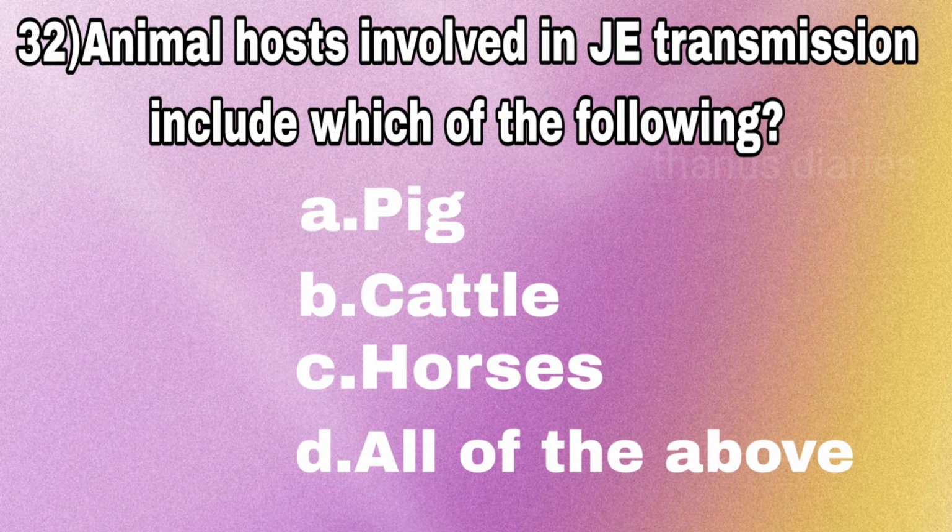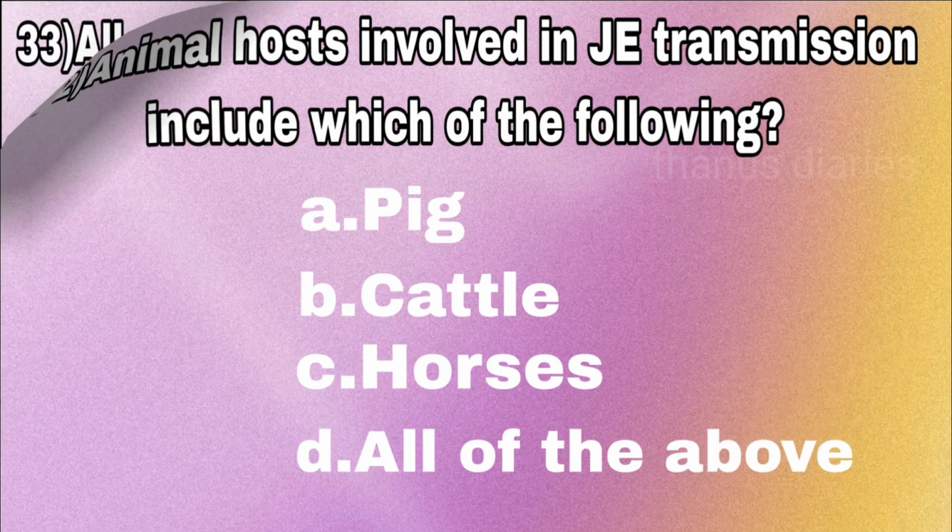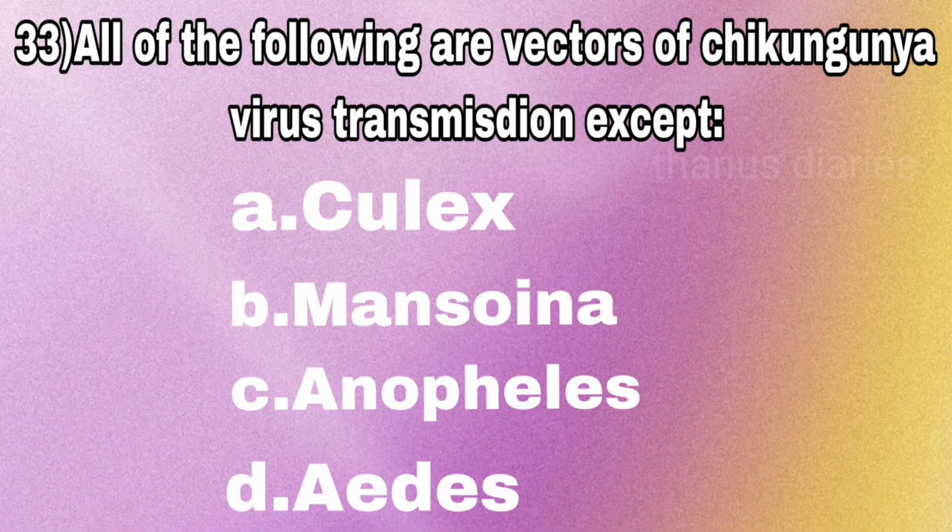Next question. Animal host involved in Japanese encephalitis transmission include which of the following? Pig, cattle, horses, all of the above. And the answer is all of the above. Next question. All of the following are vectors of chikungunya virus transmission except Culex, Mansonia, Anopheles, Aedes aegypti. It's Anopheles mosquito.